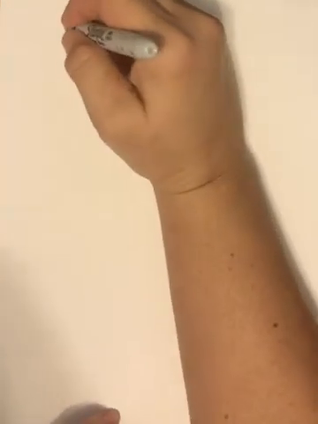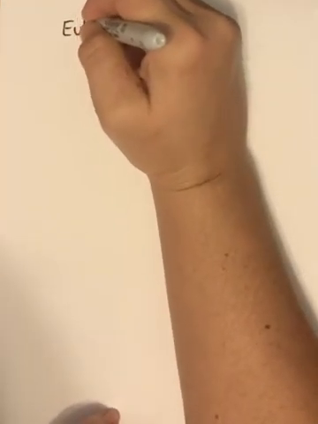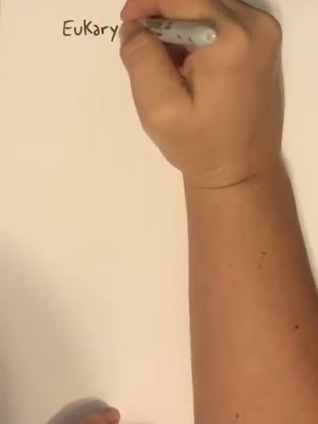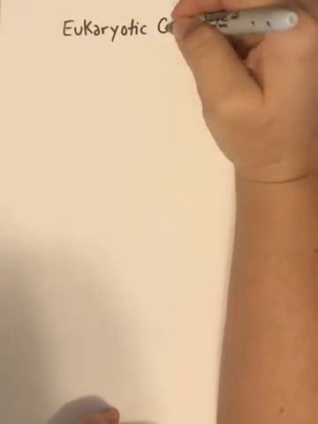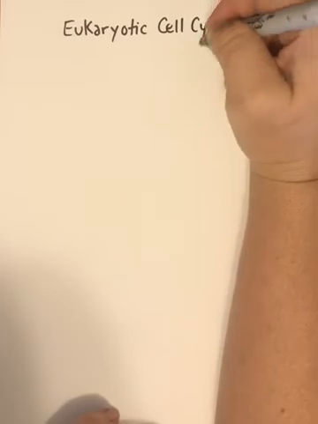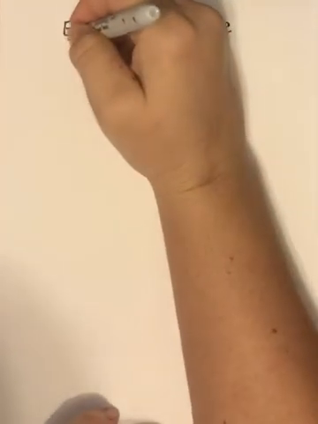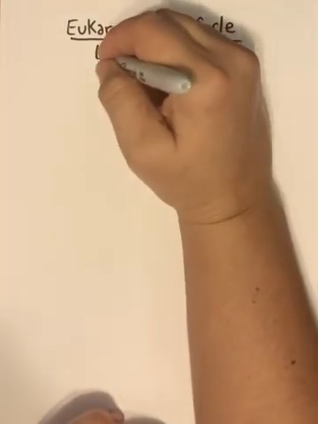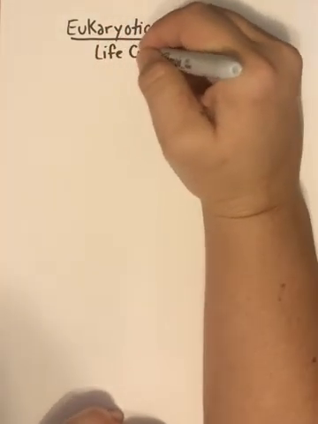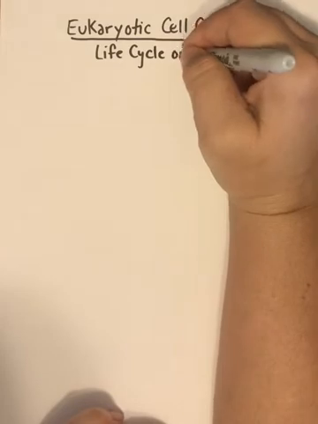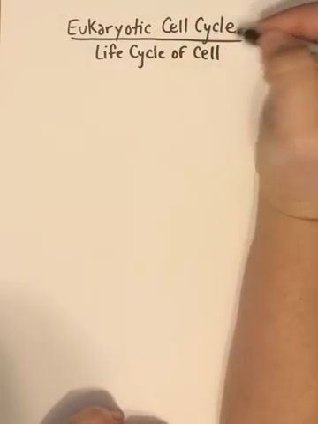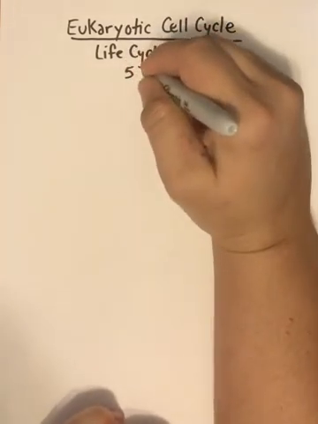Okay, we are going to discuss the eukaryotic cell cycle. The eukaryotic cell cycle is basically the life cycle of the cell. There's going to be 5 main phases.